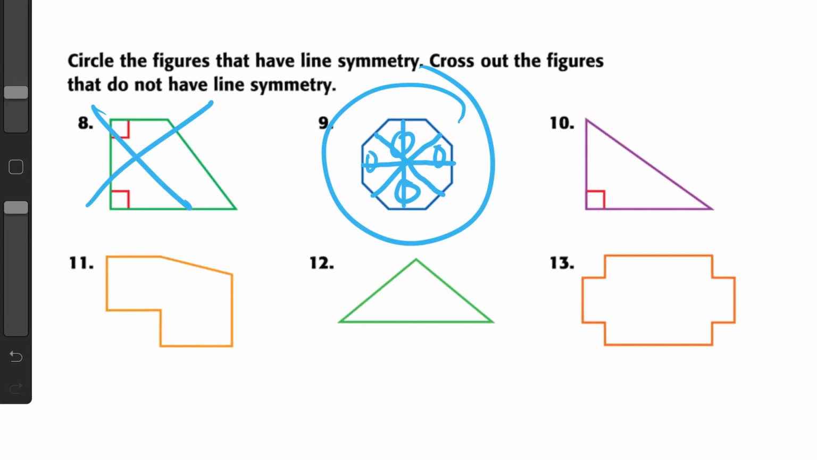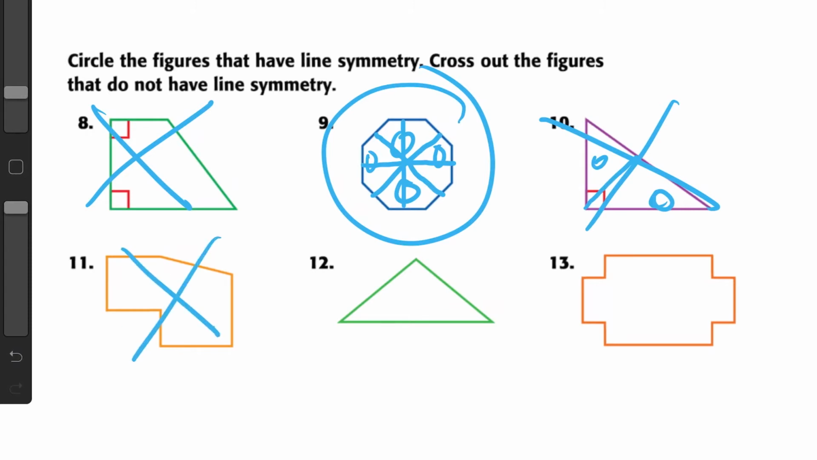All right, number 10. I know I can't cut it this way. I know I can't cut it that way. Maybe this way if I cut it. Nope, I can still see there's a lot more on this side than on this side. So I'm going to cross this one out. All right, number 11. This one's a weird shape. I think I can already tell that it's not going to have a line of symmetry. There's no way it's going to have it this way, or this way, or diagonal, or any ways. So we are going to cross this one out.